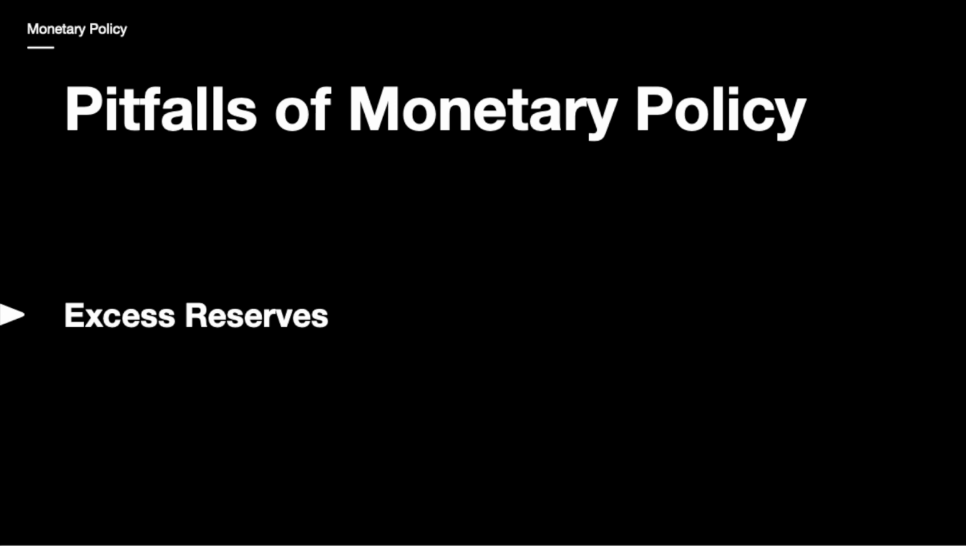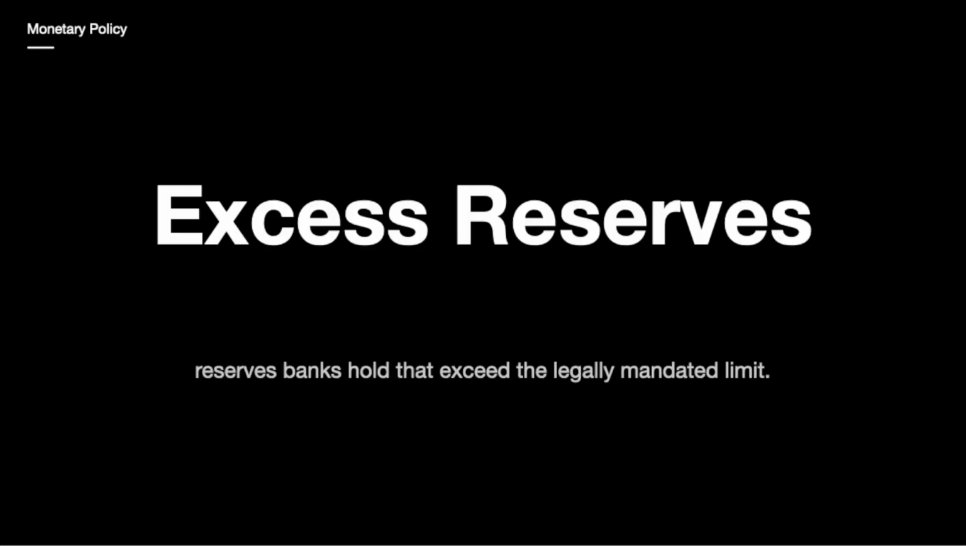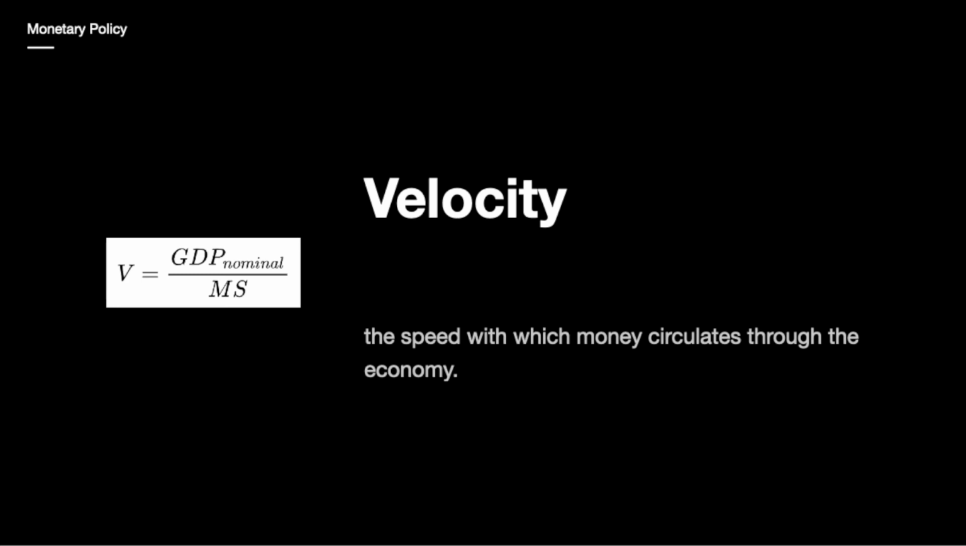Banks are legally required to hold a minimum level of reserves, but no rule prohibits them from holding additional excess reserves. Excess reserves are reserves banks hold that exceed the legally mandated limit. Velocity: the speed at which money circulates through the economy. Velocity is equal to nominal GDP divided by the money supply.